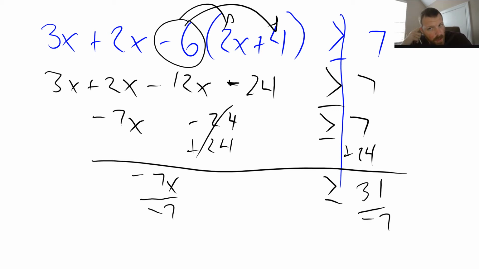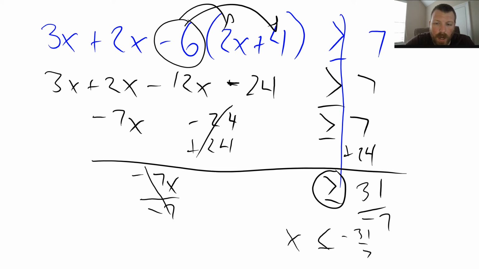Now, if you notice, we talked about this earlier. When you're multiplying or dividing by a negative, you have to remember that this guy right here has to flip. So since my x is negative, my overall answer is going to be x is now less than or equal to negative 31 over 7. Now we could put that in a calculator and get ourselves a decimal, but we don't really need to.